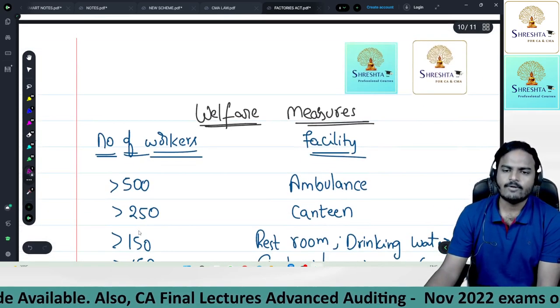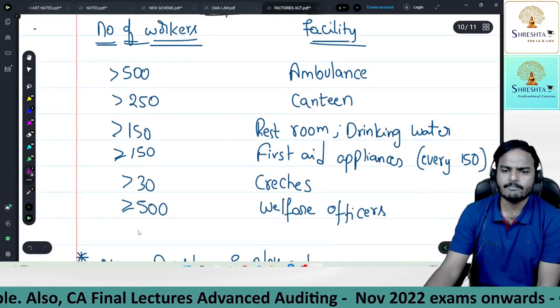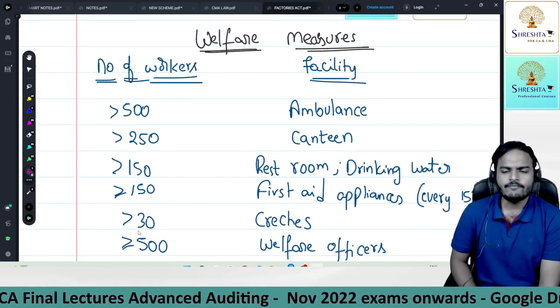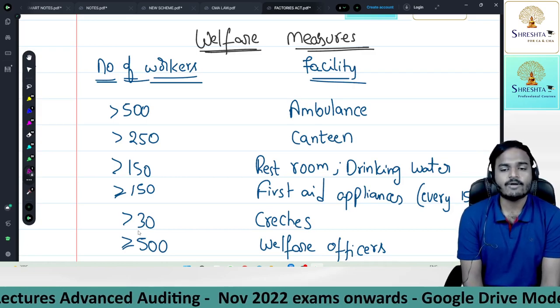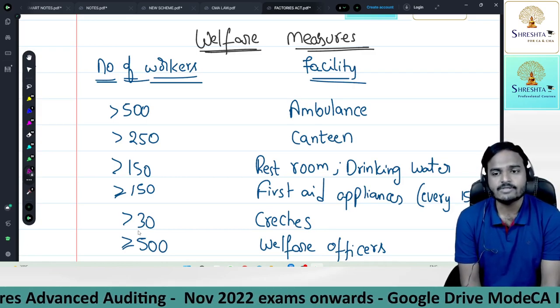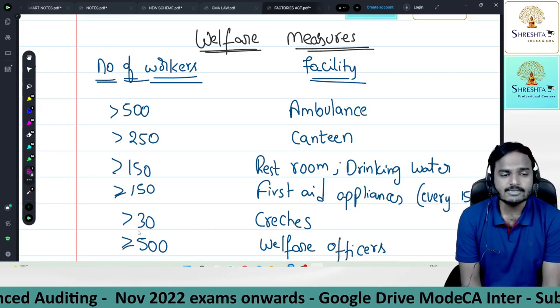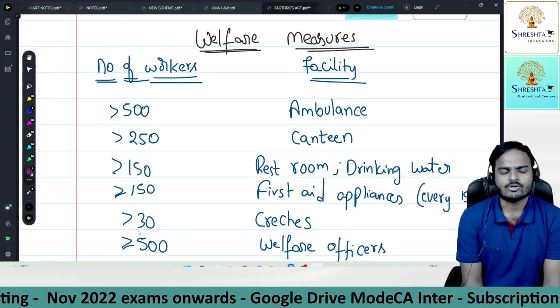Next one, welfare measures. It was almost 2 pages, but I compiled it simply in 1 page. So every factory should have one ambulance if the number of workers is more than 500. If the number of workers is more than 250, a canteen facility should be provided. And expenses with respect to the canteen, who should bear them, sir? Obviously, the occupier.